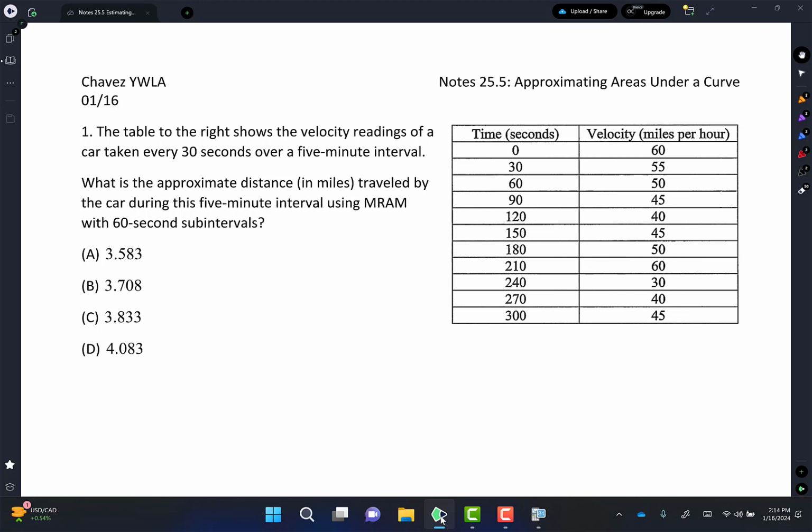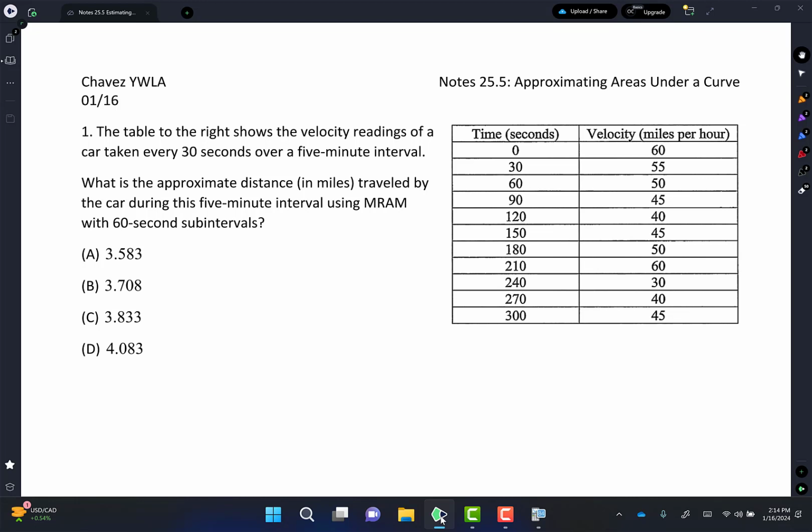So I have a table, and it says the table to the right shows the velocity readings of a car taken every 30 seconds over a 5-minute interval. Okay, 5 minutes is 300 seconds. What is the approximate distance in miles traveled by the car during this 5-minute interval using MRAM with 60-second subintervals? Okay, we're finding area under this curve, but I want you to recognize the units, miles per hour and seconds.